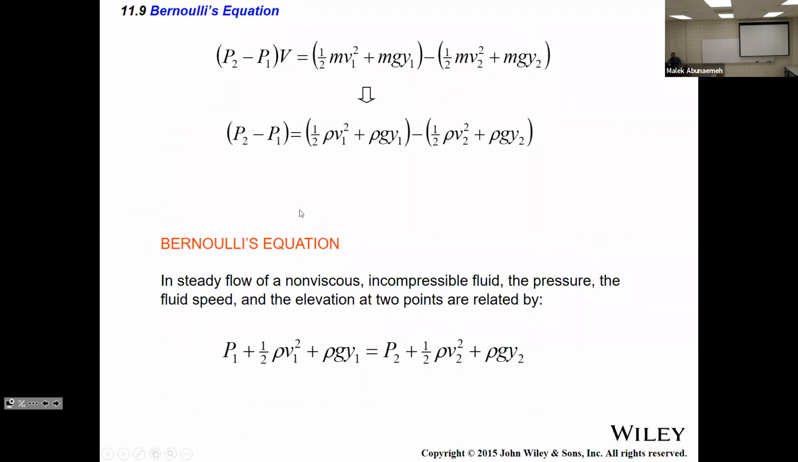We went and defined the equation, and we got Bernoulli's equation, which states that in a steady flow of a non-viscous incompressible fluid, the pressure, the fluid speed, and the elevation at two points are related by P1 plus 1/2 rho V1 squared plus rho g y1, which we wrote as h1, the height, equals P2 plus 1/2 rho V2 squared plus rho g height 2.